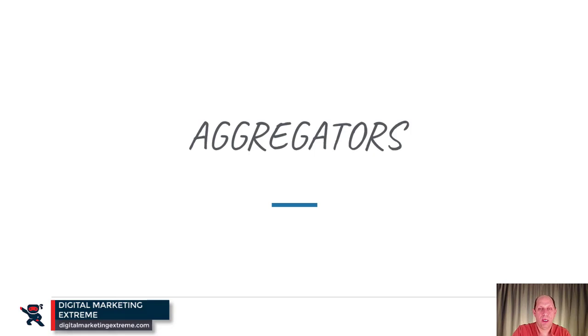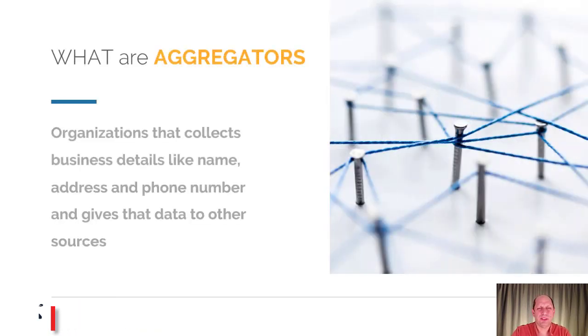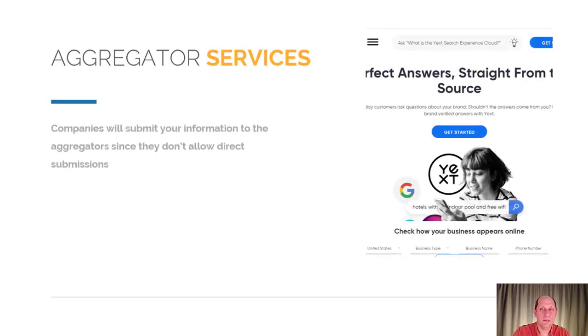Next, we're going to talk about what aggregators are. Aggregators are a special kind of organization that collects business details like the name, address, and phone number that are important for business listings. They then take that data and give it to other sources. So if you sign up for a few of these, it could get your data out to a number of different websites that rely upon the aggregators for their source data. Companies will actually submit information to these aggregators for you. They're not really accessible to normal members of the public, so you have to go through a third party in order to do those submissions. Companies that do these submissions are Yext, Moz Local, and Bright Local.